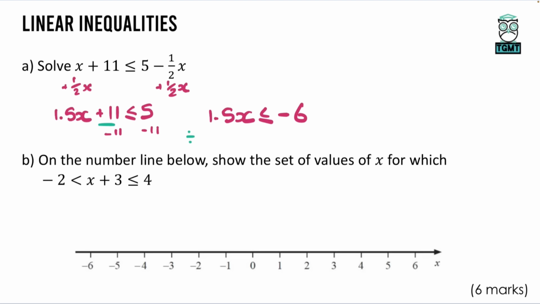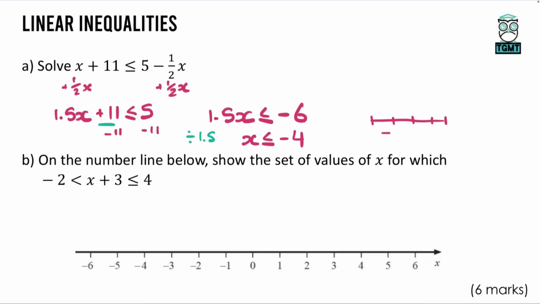Final step is to divide by that coefficient in front of x. In this case, it's 1.5. So we're going to divide by 1.5, and -6 divided by 1.5 is -4. So we get x is less than or equal to -4. This question doesn't say this, but that could also be plotted on a number line.